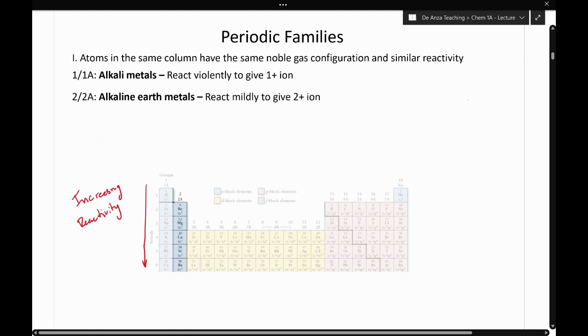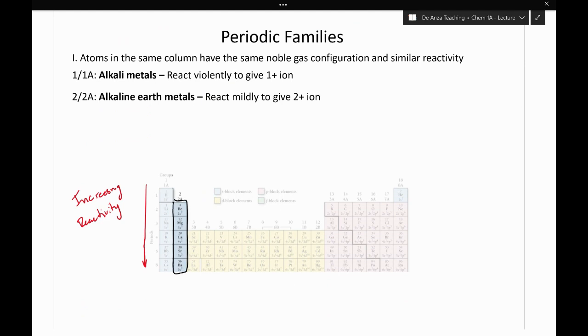The second family is that of the alkaline earth metals. And so we just scooch one over on the periodic table. And like the alkali metals, these exhibit increased reactivity as you go down the periodic table. So strontium is more reactive than beryllium. And they react a little bit more mildly, so not as vigorously as the alkali metals. And when they react with water and other compounds, they're typically going to give a +2 ion or a 2+ ion. So the first column gives +1s, the second column gives +2s.